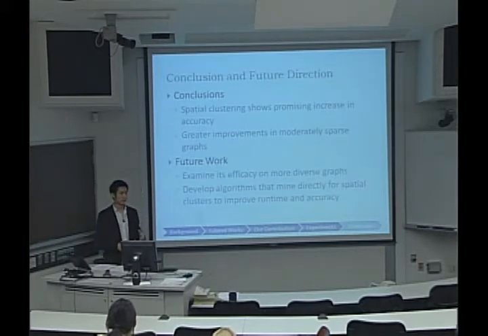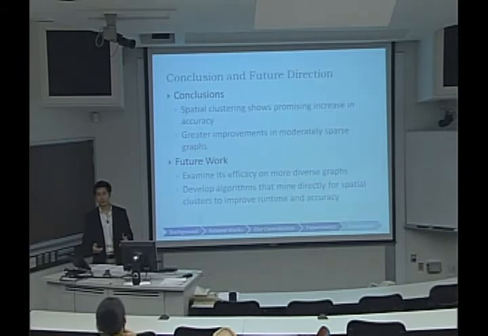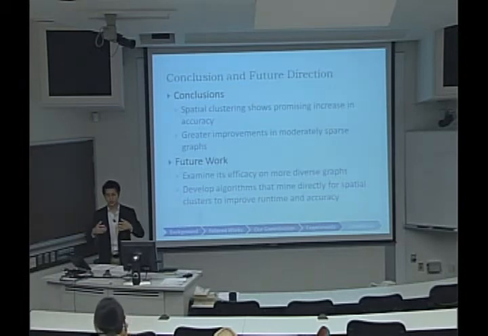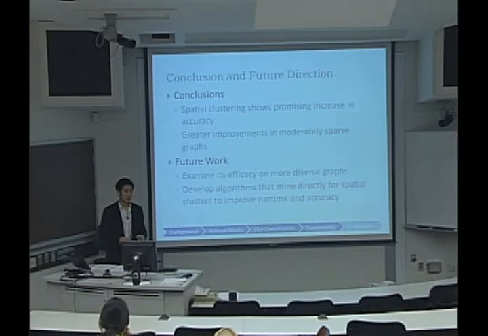I'd also, if possible, like to find more organic data, as this would be a better representation of what the algorithm does. We'd also like to develop an algorithm that mines directly for spatial clusters rather than taking this iterative approach where we first mine for co-occurrence patterns, expand the spatial clusters, and then continue. We expect this to have greatly improved runtimes and perhaps even marginal improvements in accuracy.